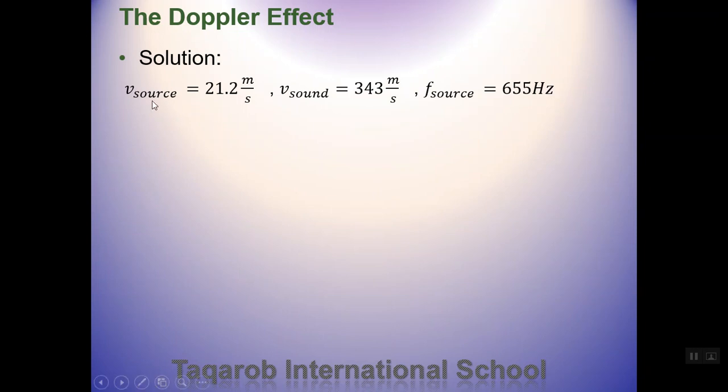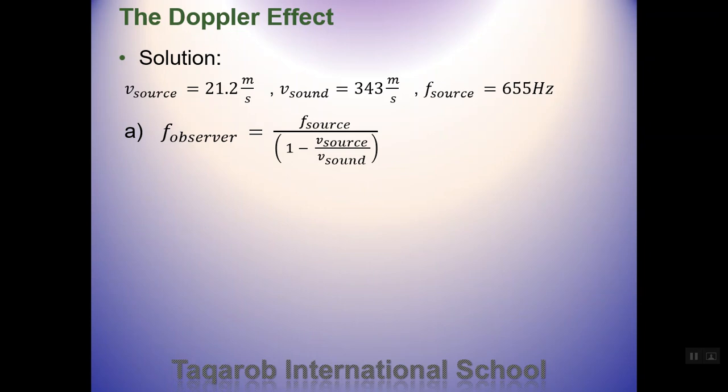In this example, we get the following information. The speed of the source, v source, is equal to 21.2 meters per second. The v of sound is equal to 343 meters per second. And the frequency of the source is equal to 655 Hz. The question asks me to find the frequency at the observer. Now, when the source, or the train, moves toward the observer, we use the formula f observer is equal to f source over 1 minus v source over v sound. And here we use minus because the source is moving toward the observer.